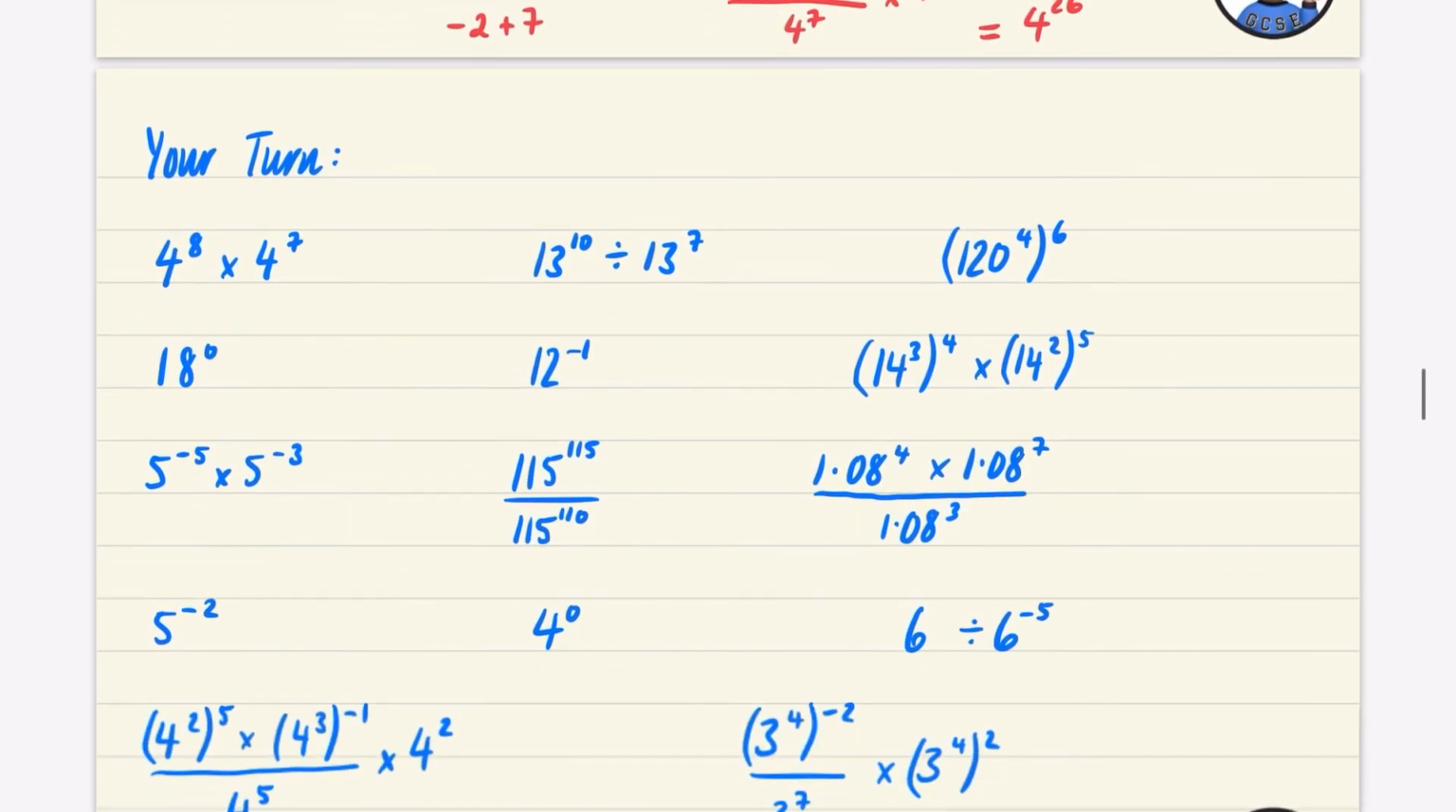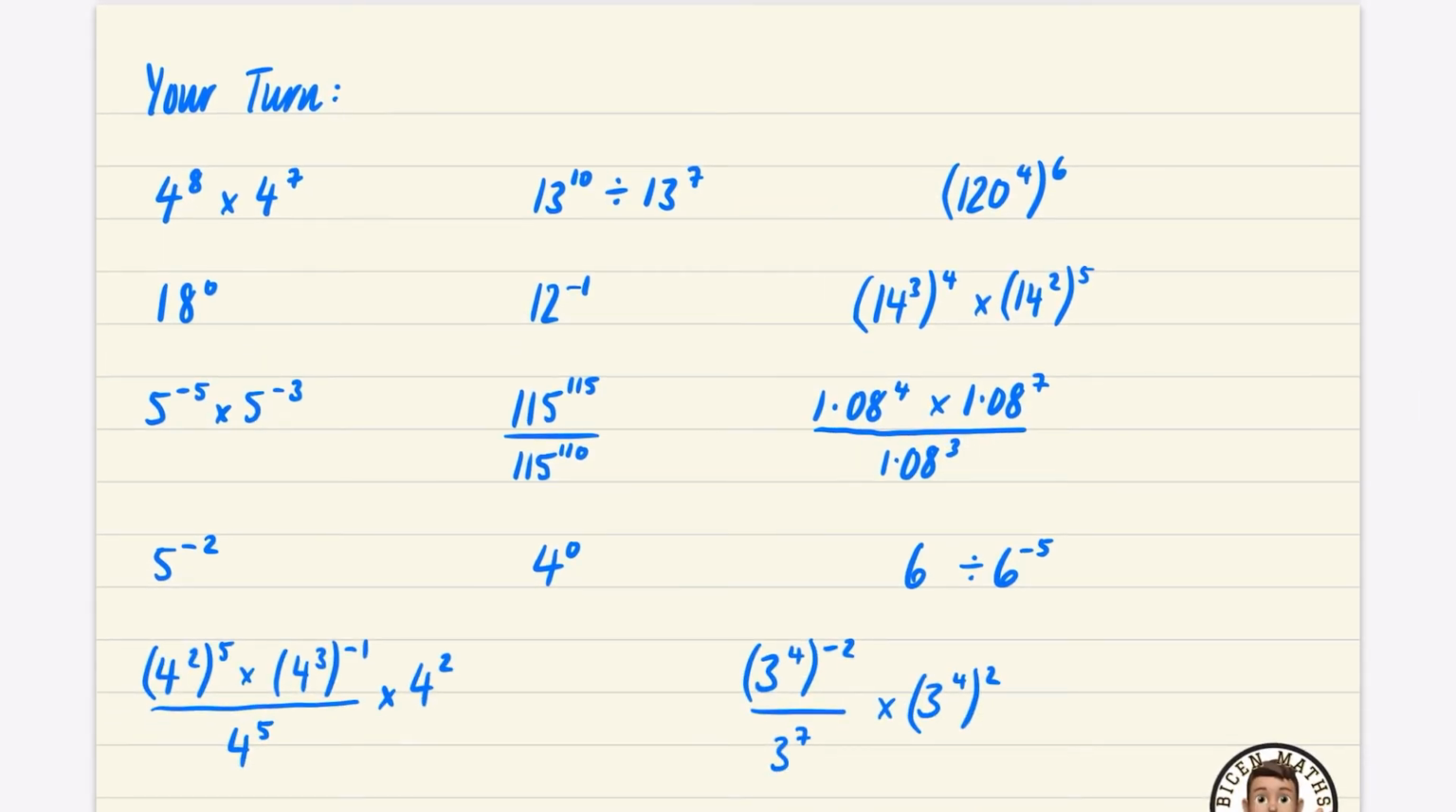So there are some questions for you to have a go at. I would say that the majority of these are simplify. There's just a few questions which are evaluate, which means just work out the answer.